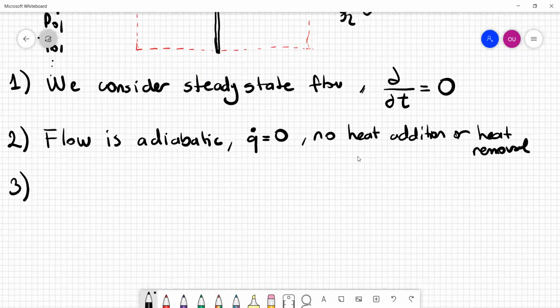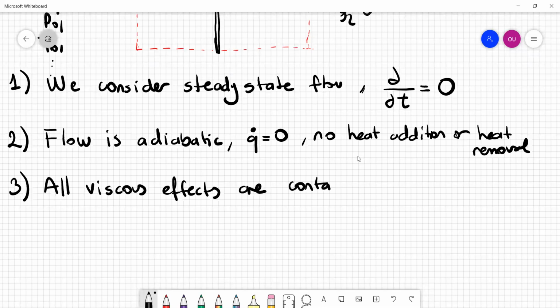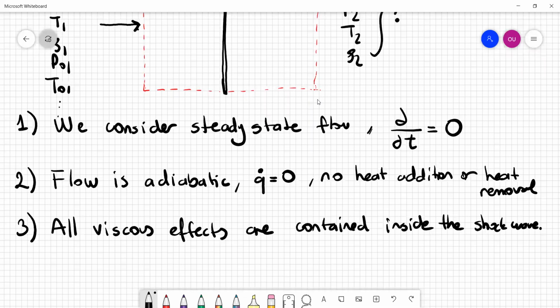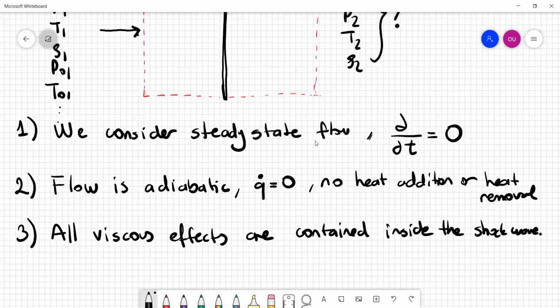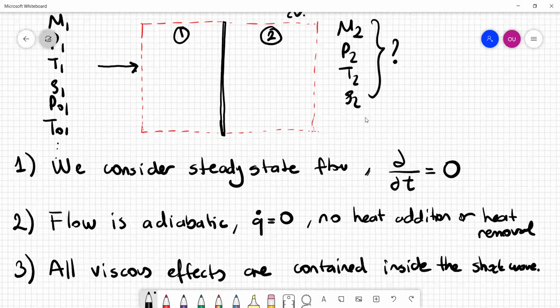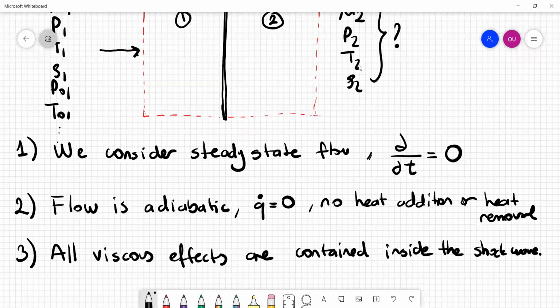And what else? The third one is that, as we discussed, we assume all viscous effects present in the flow are contained inside the shock wave. So all irreversibilities, frictional effects, or losses that are created happen within the thin layer of the shock wave. Outside of the shock wave, at state 1, where we have M1, P1, T1, or at state 2, where we have all these parameters, the flow is basically inviscid. That's what I'm trying to say. All viscous effects are contained inside the shock wave.